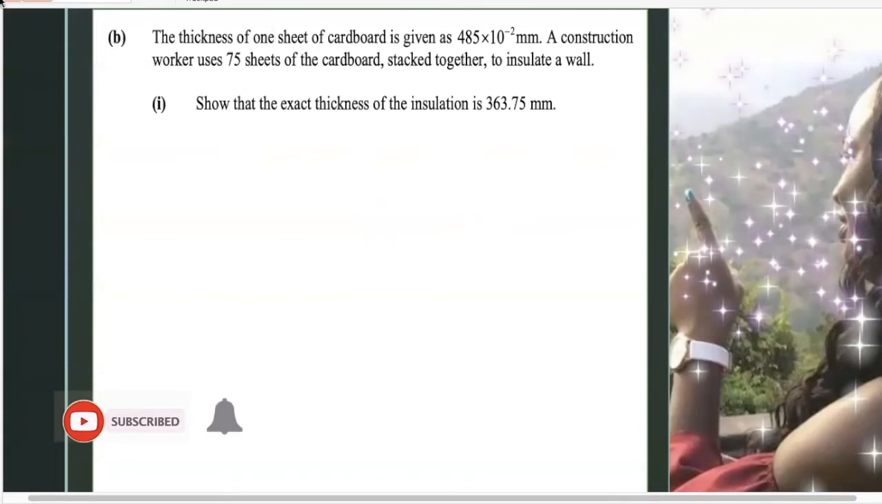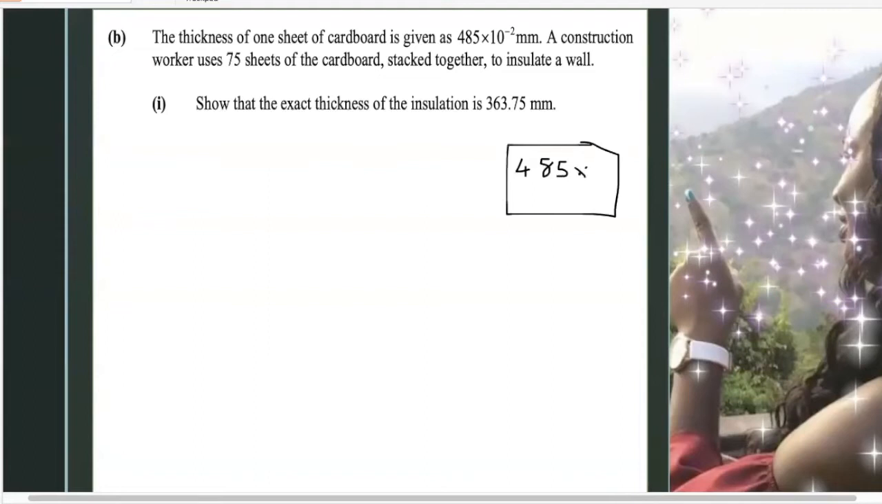363.75 millimeters. Now, here we have one sheet. One sheet has a thickness of 485 times 10 to the minus 2 millimeters. So all we want to know is what's the thickness if I have 75 sheets? In other words, I would have to add this figure 75 times to find the total. Rather than doing that, I could just multiply. Multiplying this figure by 75, I'll be able to find the total thickness.